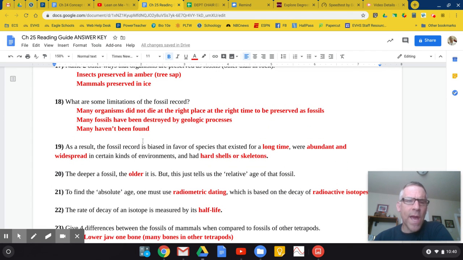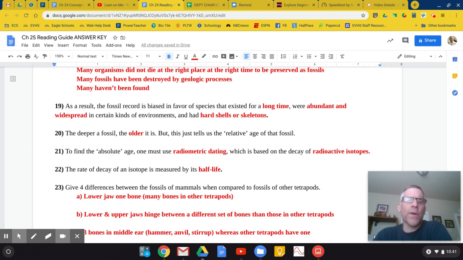Limitations, again, we have spoken about this. Many organisms just didn't die at the right place at the right time to be preserved as fossils. And also, through geologic processes, the changing of our Earth through tectonic plates moving. You guys spoke about the two plates that are colliding, forming mountains like Mount Everest and all the huge mountains that we see in Southeast Asia. Through the process of creation of mountains, tons of fossils get destroyed. And of course, we can't dig everywhere, so many of them just haven't been found.